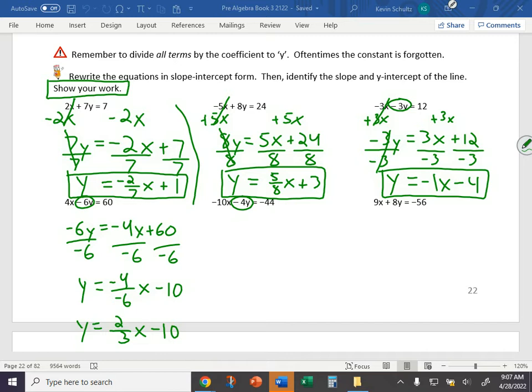Can you give us the answer for this one? Yeah, this one is going to be y equals negative 5/2 x plus 11. And this one is going to be y equals negative 9/8 x minus 7. Thank you. Okay. Yes, Skyler.